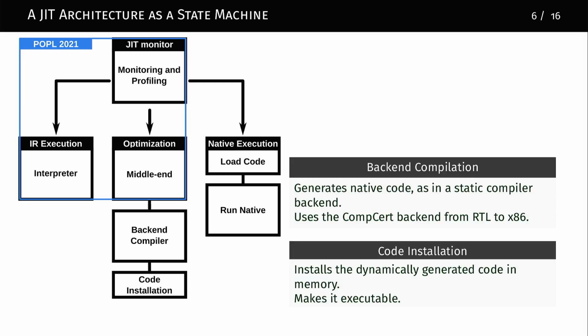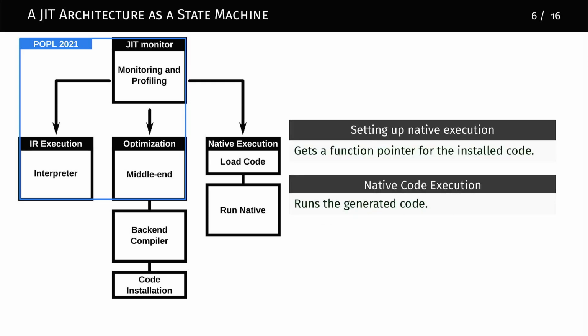So of course, our next step is backend compilation. So here we can reuse the CompCert backend to generate some x86 code from RTL, Register Transfer Language, one of the languages of CompCert. Finally, when we have generated some native code, we want to install it in the memory and make it executable so that we can next call it. On the right, there are two other components. If we want to execute native code that has been dynamically compiled, we can load the function that we just generated and then run the generated code.